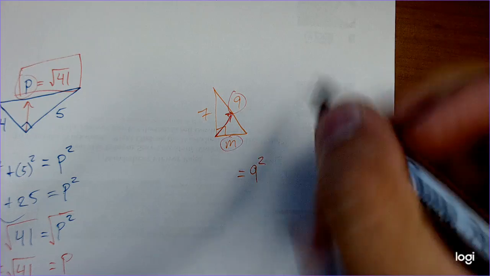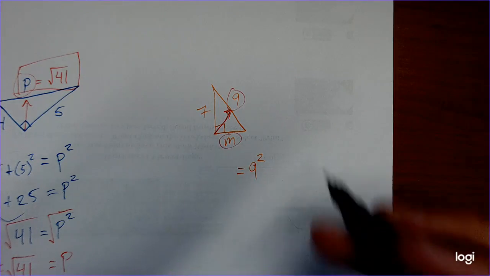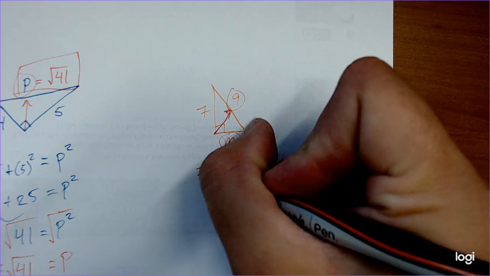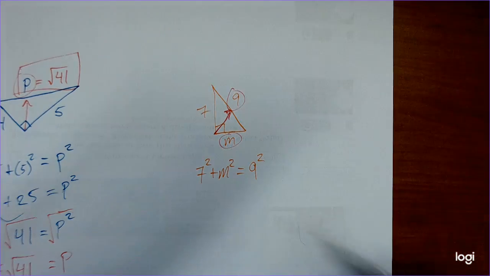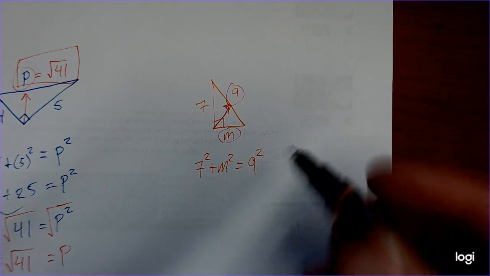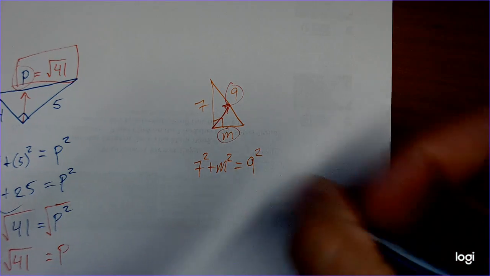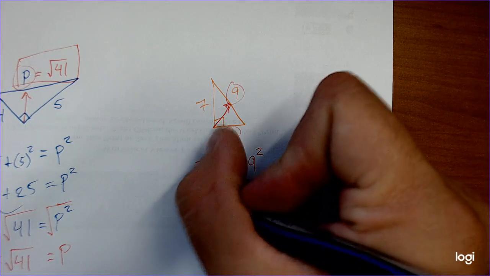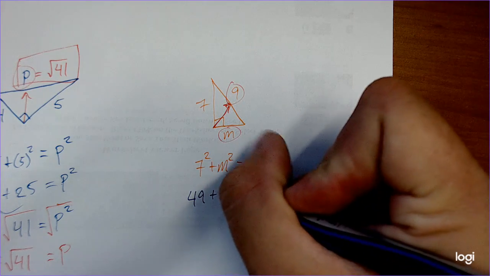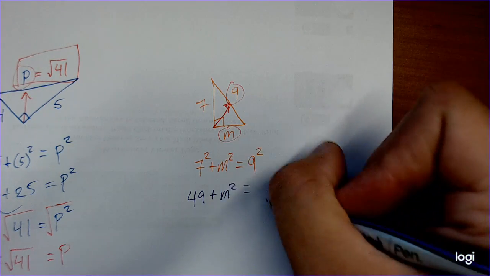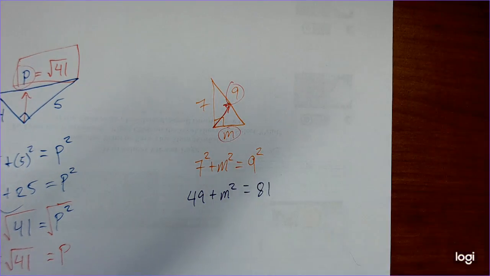That's 9 this time. Now that something is going to be the two legs squared. So I'm going to have 7 squared plus m squared is going to equal 9 squared. So let's simplify this as much as we can. I can rewrite all these exponents. 7 times 7 is going to be 49 plus m squared equals 9 times 9, 81.